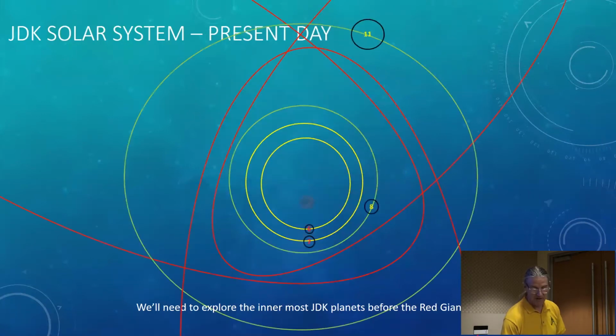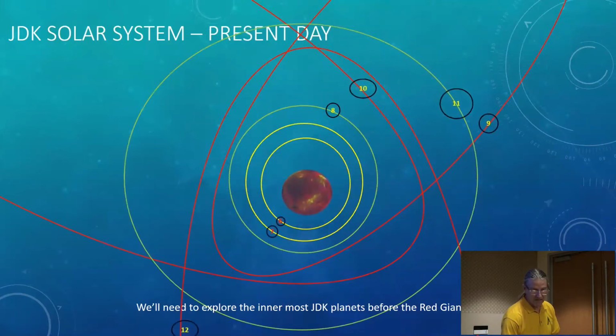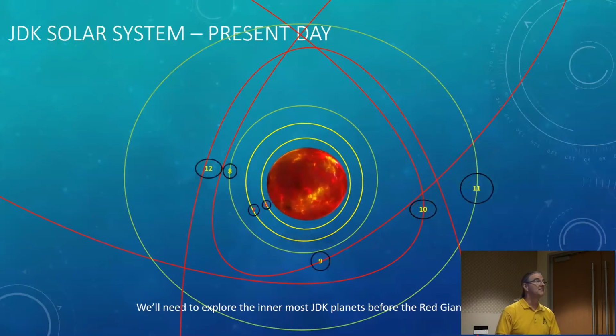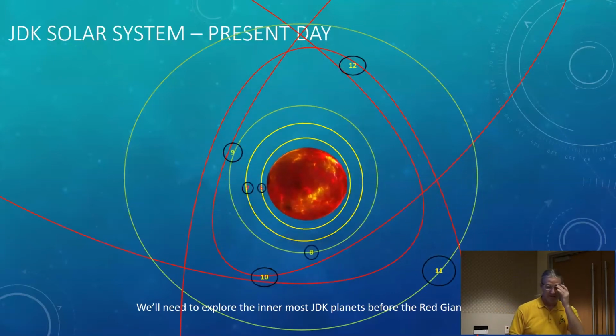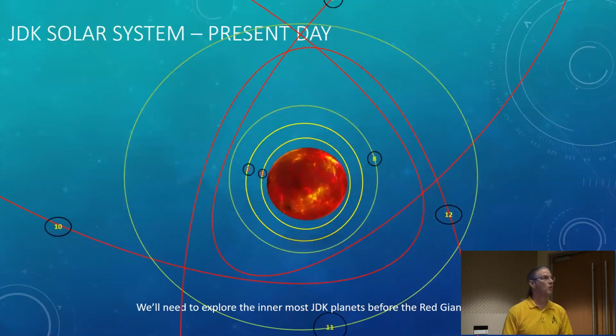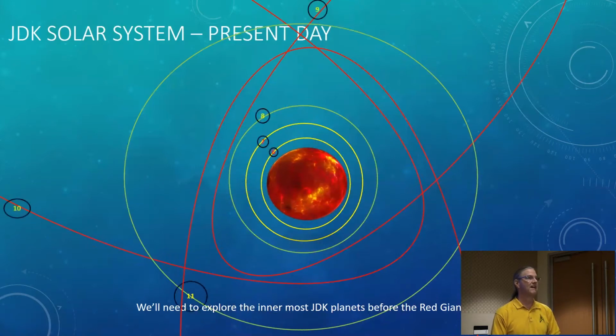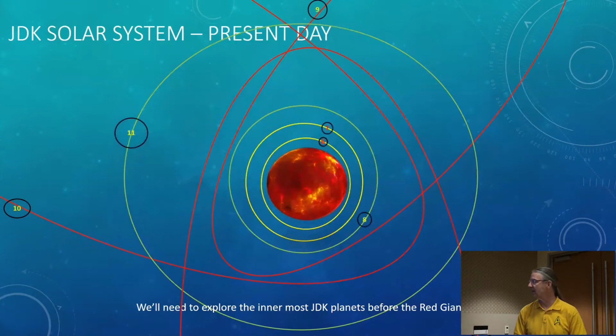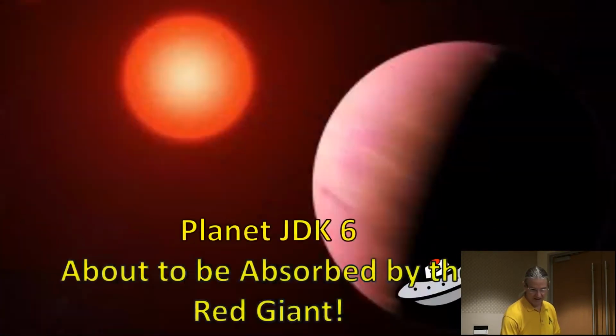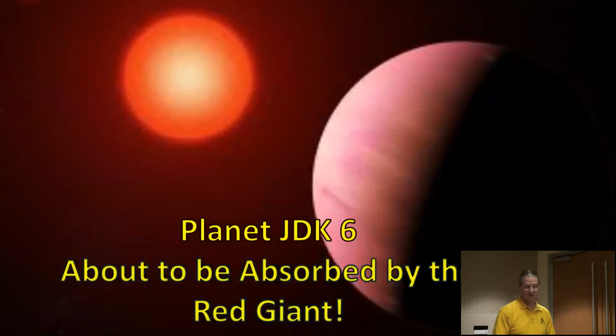Destruction and mayhem everywhere. Eventually, though, the present day JDK solar system, we've got a few planets in stable orbits. We got some planets in hyperbolic orbits, which means they're not going to be around for very long. And so we kind of mimic that with our JDKs. All right, so let's see. Let's warp out to the first planet, JDK 6, which is about to be absorbed by the red giant.